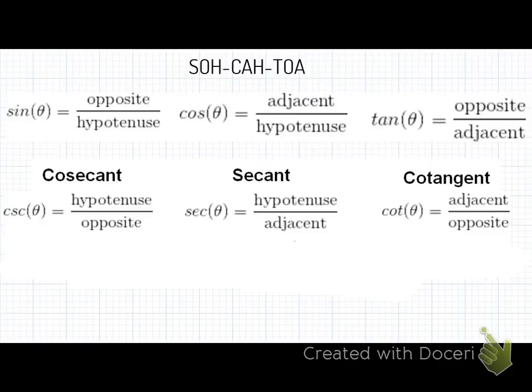So if you want to write these bottom three down, you can. Why don't you take a moment to do that? I'll pause the video here. Okay, so we could find all 6 of these trig ratios on any particular angle on a right triangle.